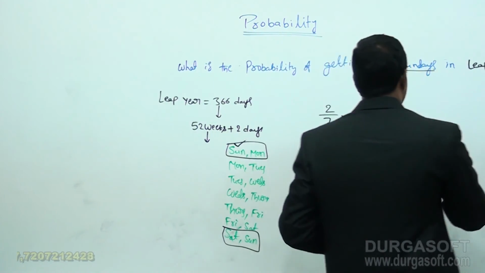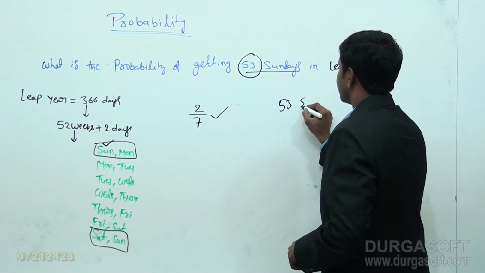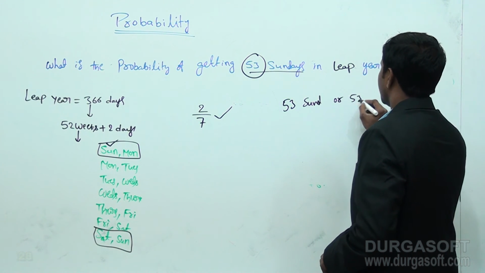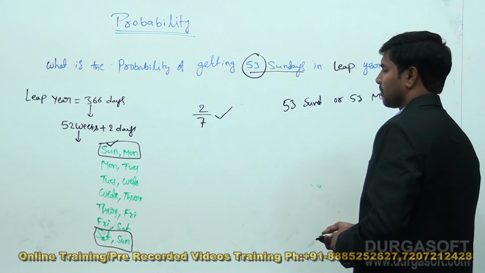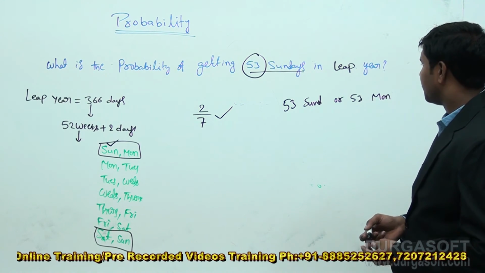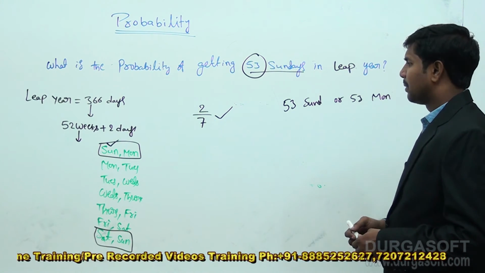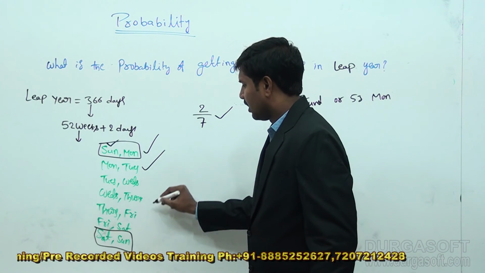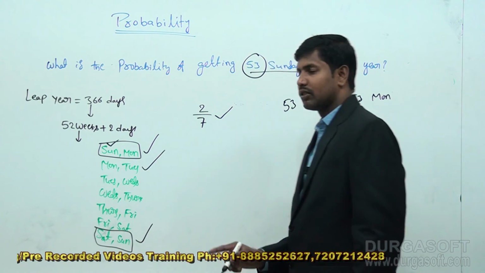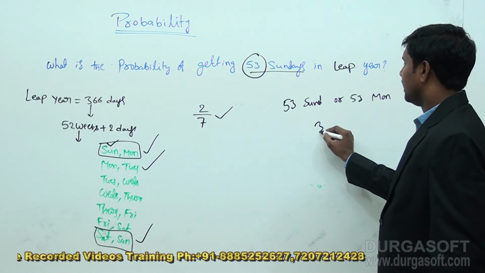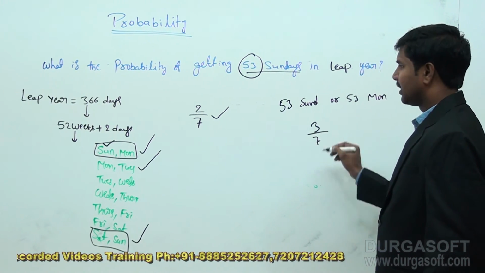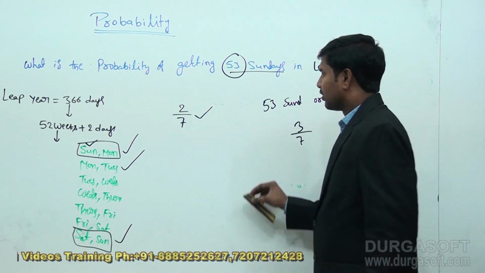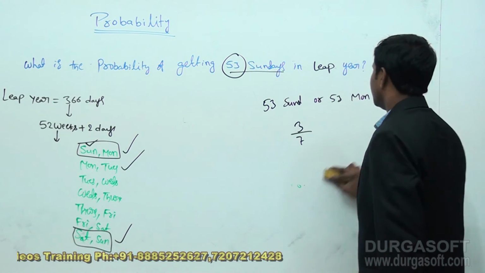Suppose my question is 53 Sundays or 53 Mondays. Now I can consider this one, this one, and this one. So there are 3 chances I am having. 3 out of 7 is the probability. Sunday and Monday are 2 consecutive days, that's why you are getting only 3.